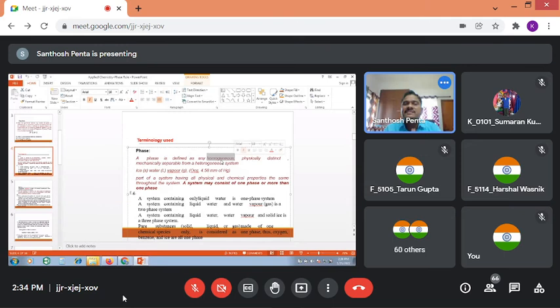Phases, for example in the water system, are denoted with P. F is equal to C minus P plus 2, where P stands for phase. Now, if the water system is existing in equilibrium, all three phases are existing in equilibrium at 0 degrees centigrade and 4.58 mm of Hg. At that condition, how many phases are there? Three. So P is equal to 3, because solid is there, liquid is there, vapor is there.